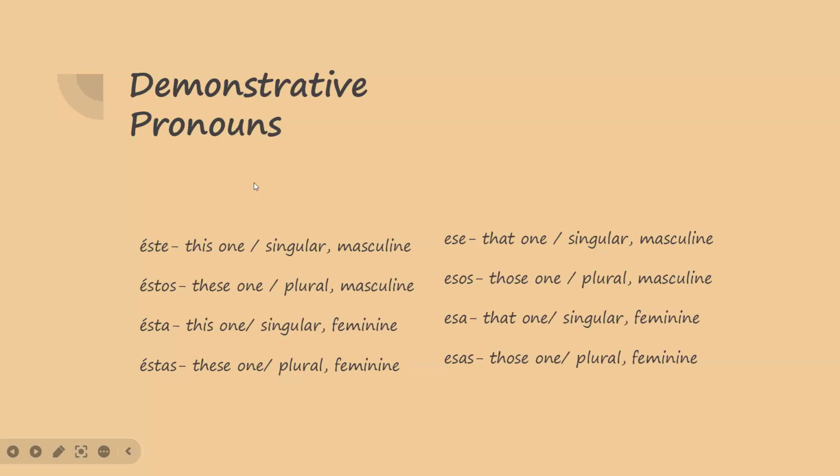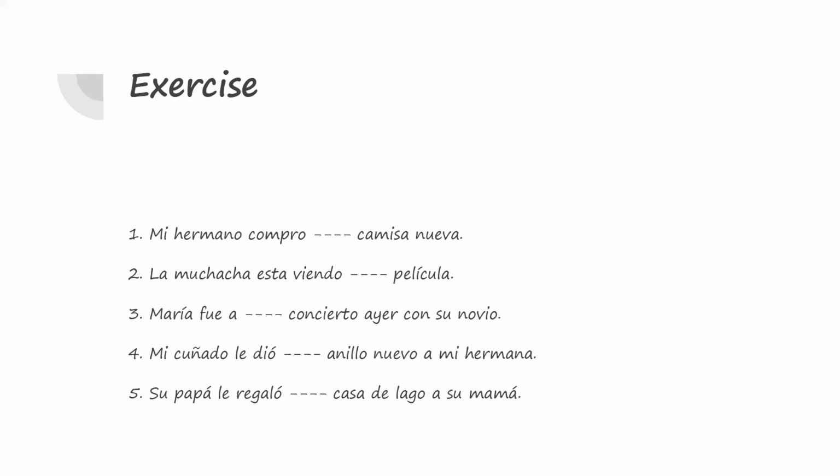Okay, so I think I went a little bit far. So let's do a quick exercise. Five examples. Mi hermano compró, dash, camisa nueva. My brother bought a new shirt. He bought a new shirt. So in Spanish, since the word ends in a, we know that camisa is feminine, so we're going to put una. Una camisa nueva. Good job.